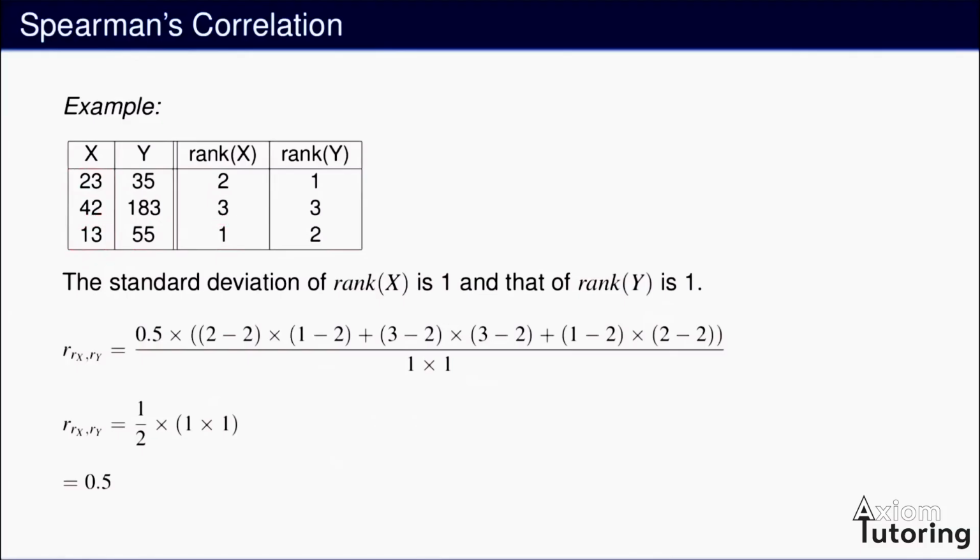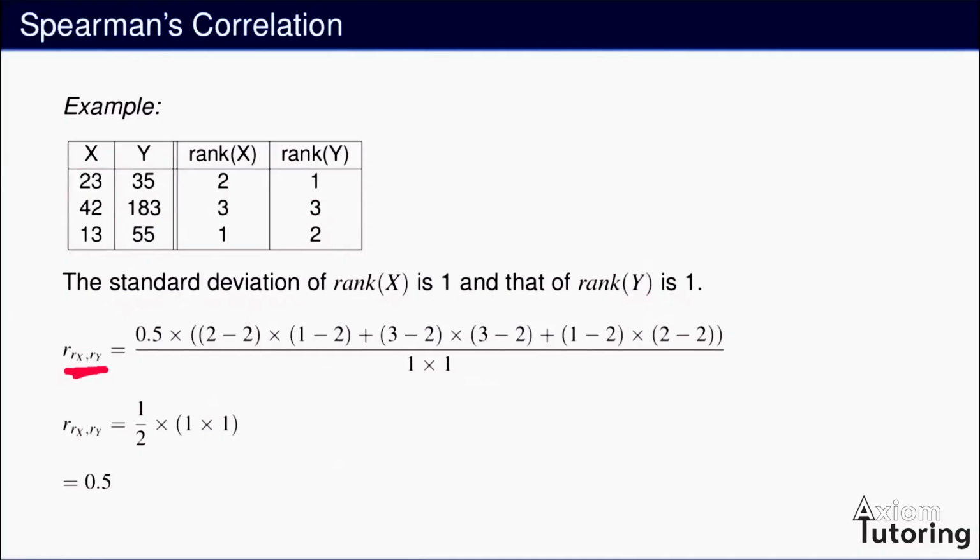You do exactly the same thing for variable y, so 35 is the lowest value, followed by 55, which gets a rank of 2, and 183 gets a rank of 3. Okay? And then you can just calculate the standard deviation of the rank of x, which is 1 in this case, and for the rank of y, it's also 1.